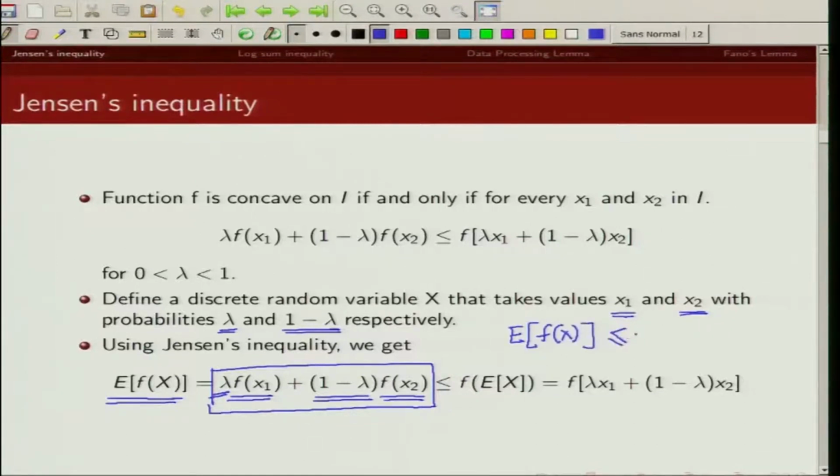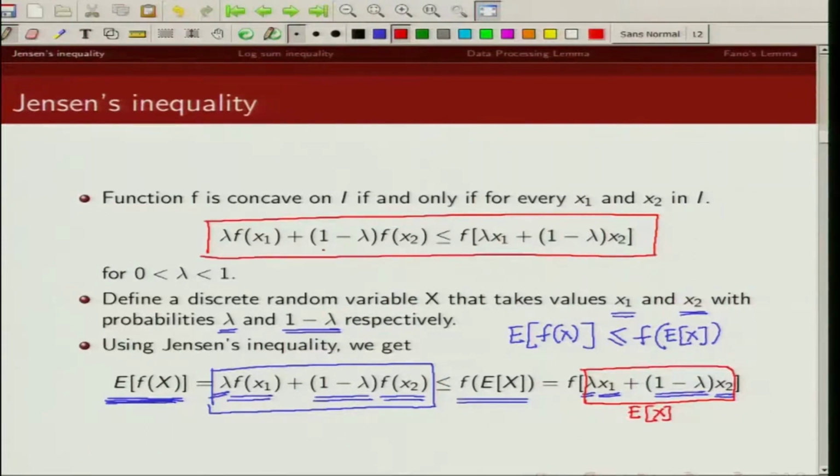Now, Jensen's inequality says if the function is concave, then the expected value of the function is less than or equal to the function evaluated at the expected value of x. So, according to Jensen's inequality, this term will be less than this. Now what is the expected value of x? So x1 happens with probability lambda and x2 happens with probability 1 minus lambda. So the expected value of x is given by this expression. This is your expected value of x. So then applying Jensen's inequality, we get this result.